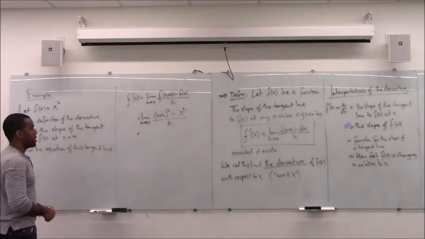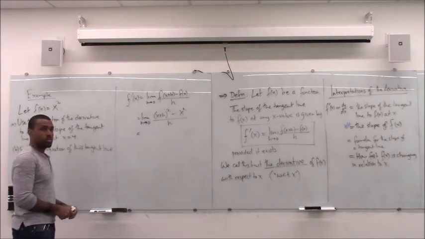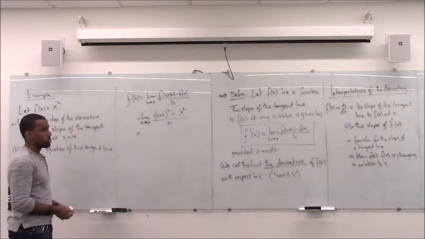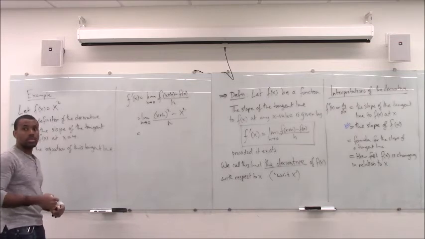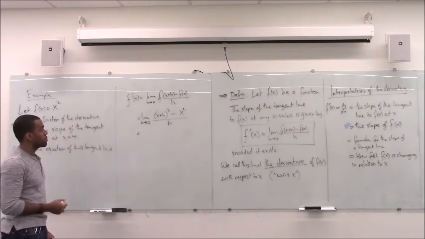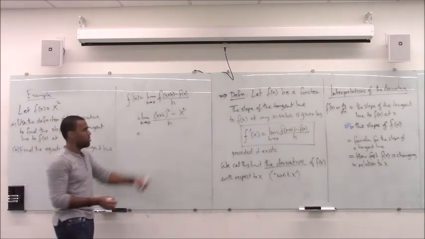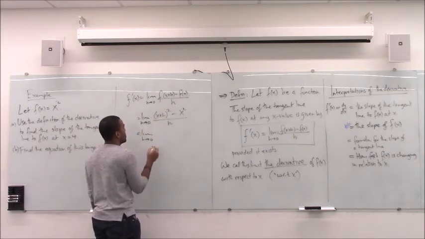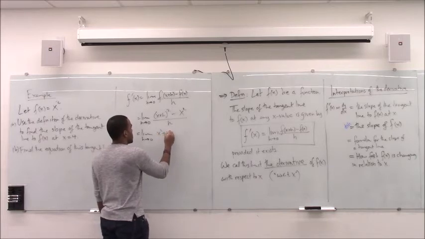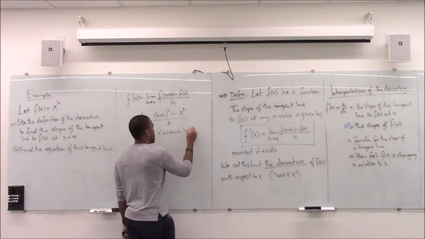How do I find that limit? You could expand. Right, because you can't plug in. So what else can we do? Expanding might be a good idea. What does that expand to? x squared plus 2xh plus h squared minus x squared.